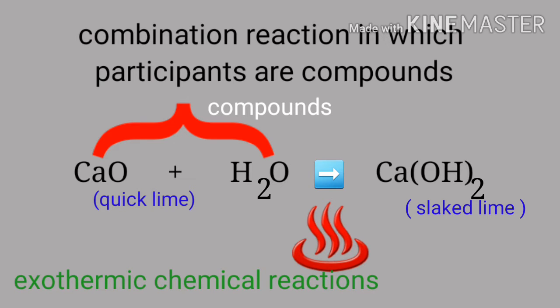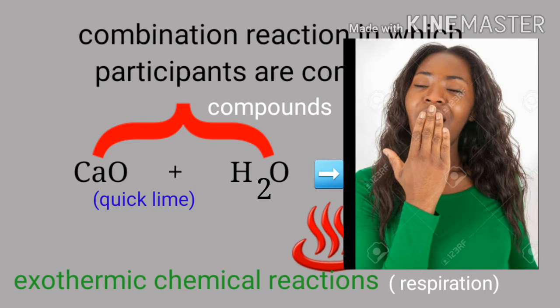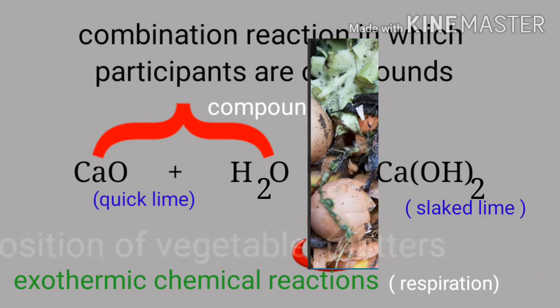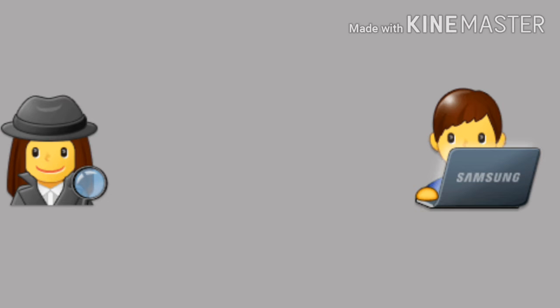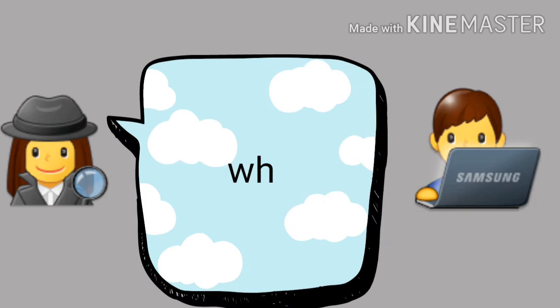One of the most familiar exothermic reactions is the respiration process. We can feel this slight heat by placing our palm in front of our mouth. The decomposition of vegetable matter is also one example of an exothermic reaction. Next, we have an interesting question. Do you know what is happening in whitewashing?